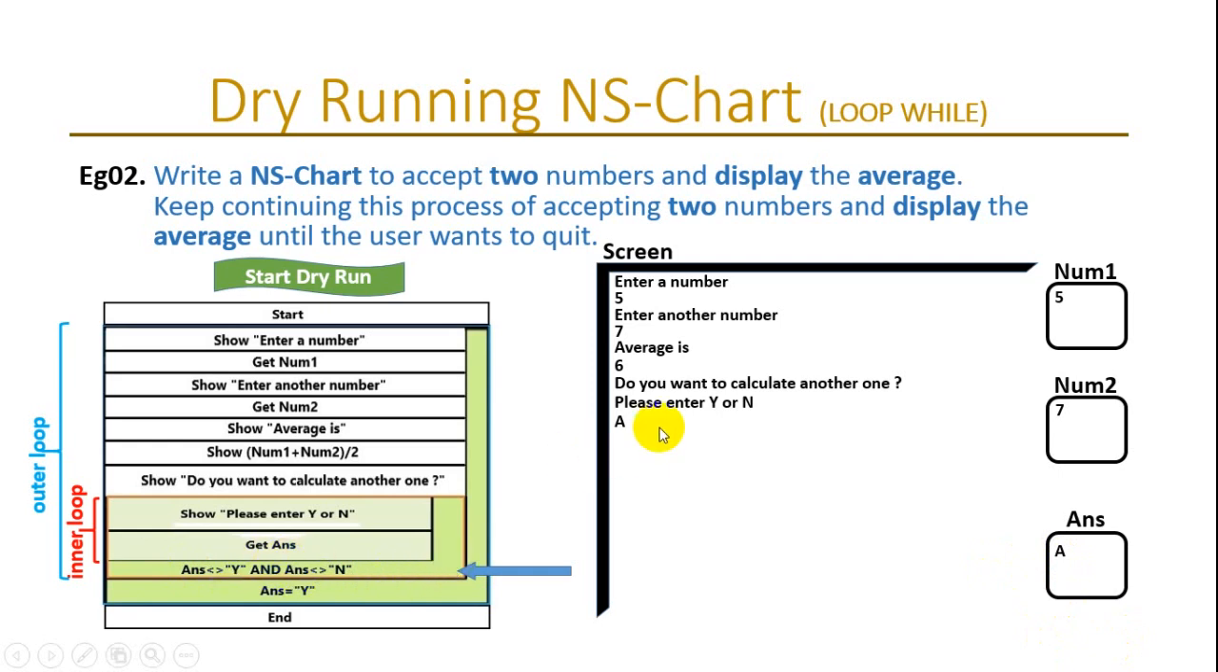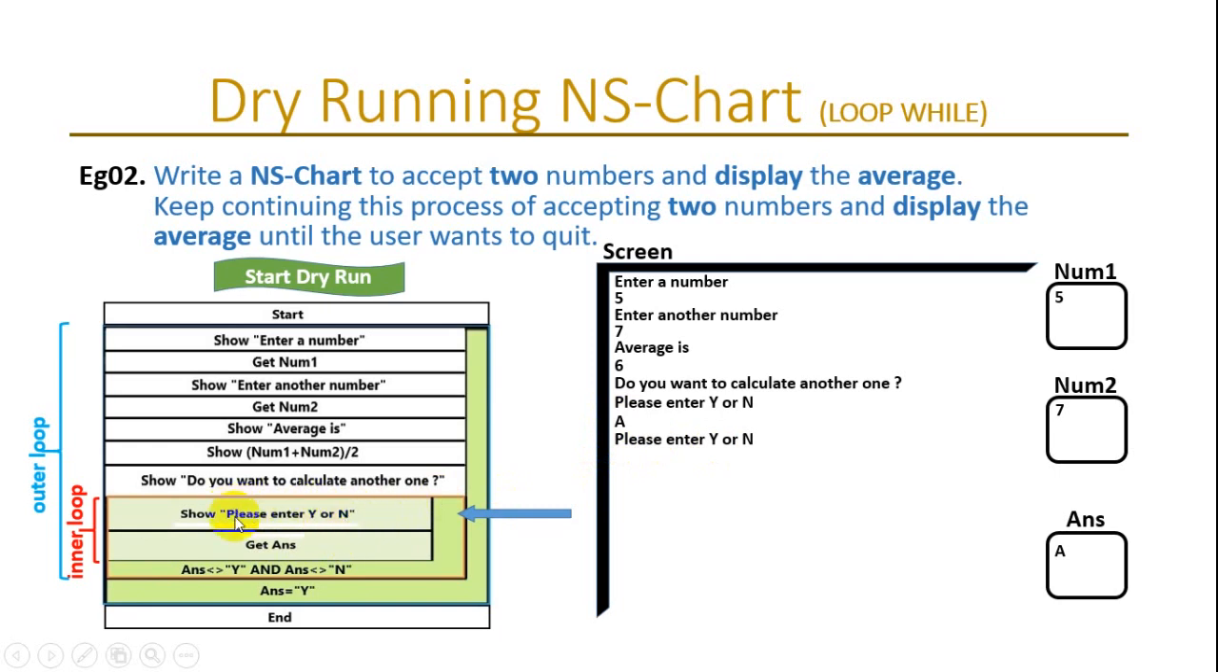So since the user typed a wrong letter, the loop always repeats. Now as long as this is true, it goes to this one. Here we are saying please enter again, so again that message is going to come. That is why I put this inside the loop, so that it will repeat as long as the user types a wrong letter.